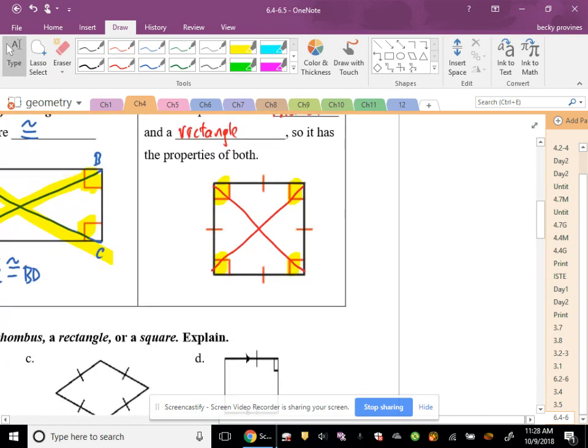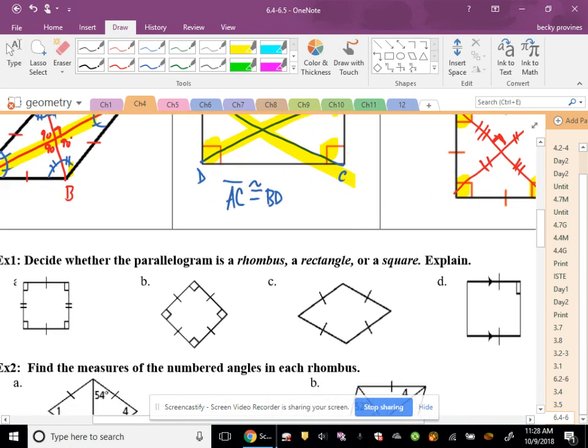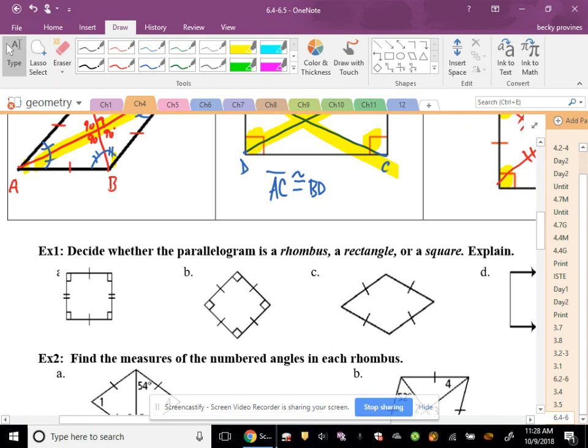Okay, so lots of things happen. A right angle is formed there in the middle, and it is also congruent here. I've got to put the right amount of little marks. So there's a lot happening with the square. Now we're going to decide if the parallelogram is a rhombus, rectangle, or square, just looking at the information provided.